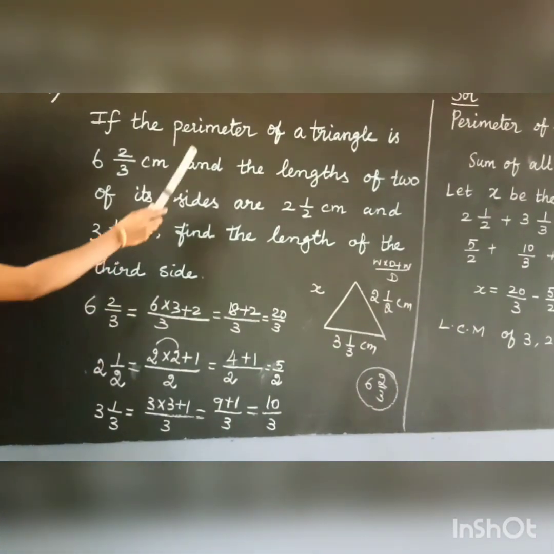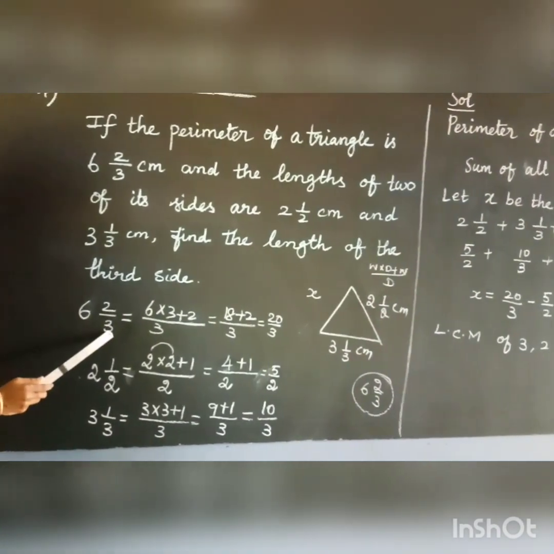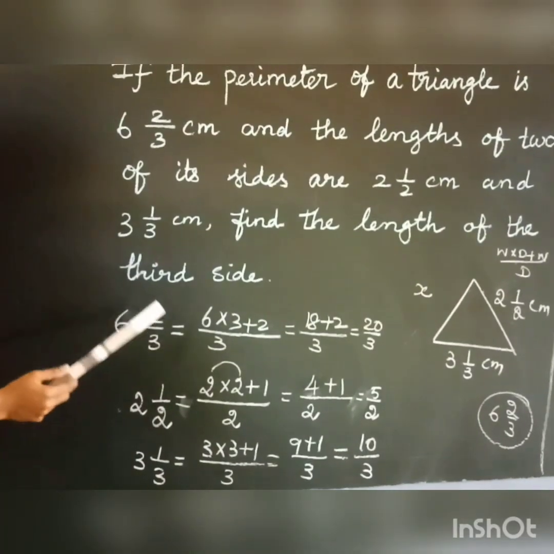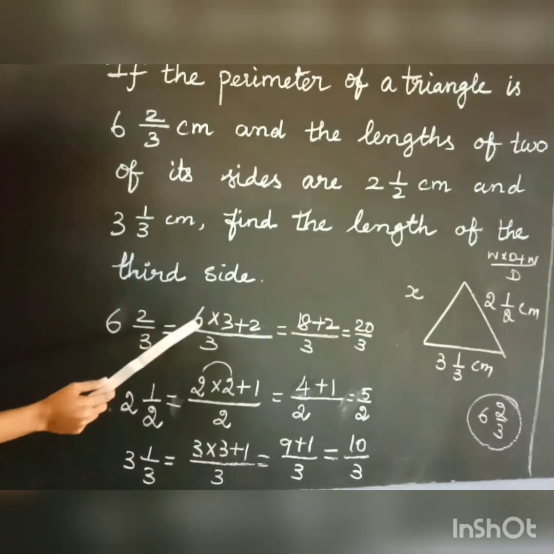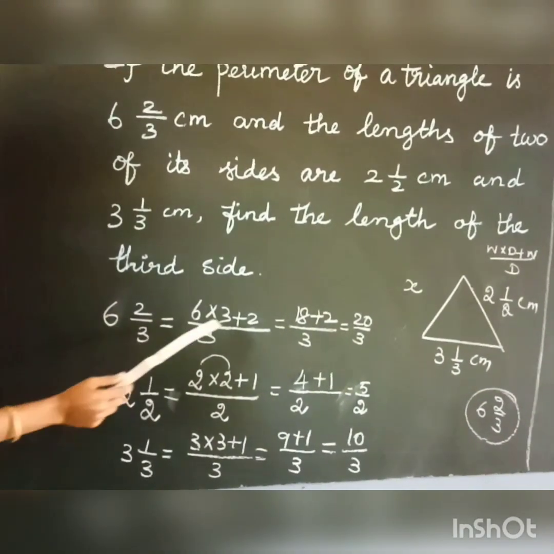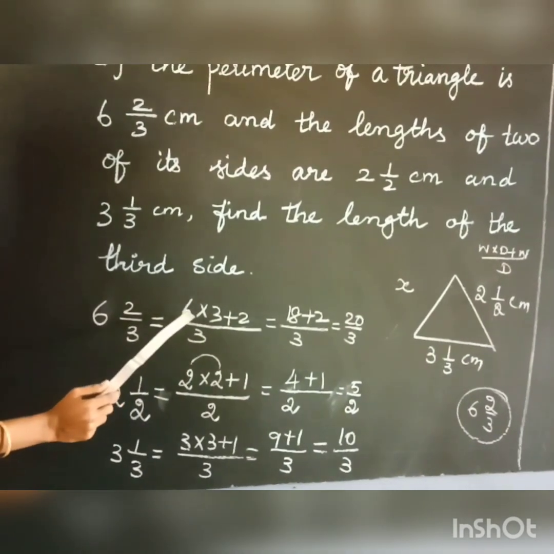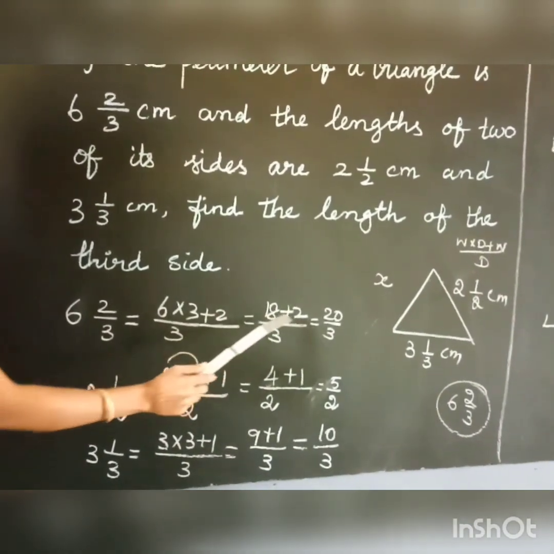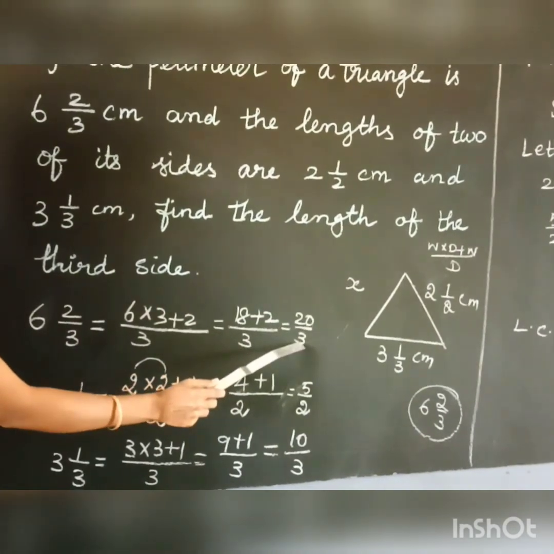So what is your perimeter value? 6 2/3 centimeter. This mixed fraction we convert into an improper fraction. What is the formula? Whole number into denominator plus numerator, divided by denominator. That is 6 3s are 18, plus 2, divided by 3. 18 plus 2 is 20, divided by 3.